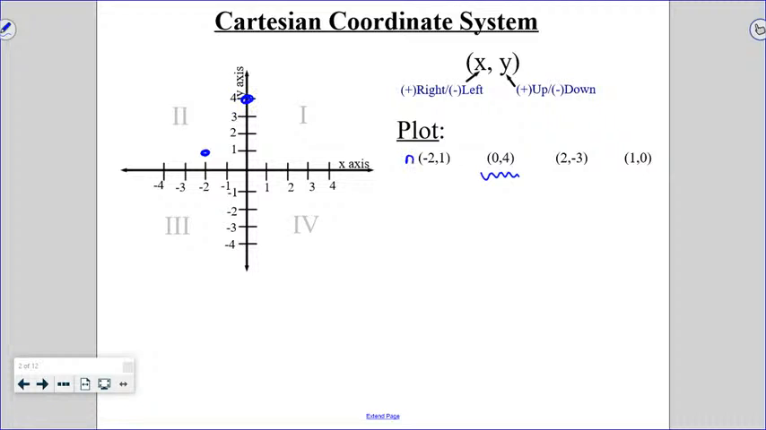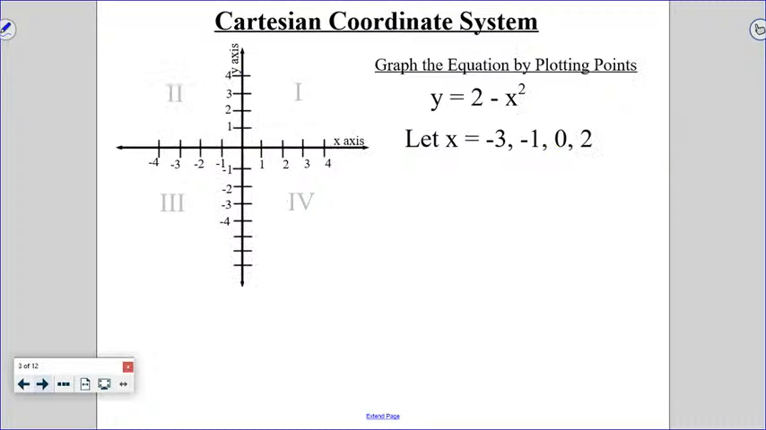I'd be up here. Let's go ahead and label these so you know which one's which. 2, -3. Right 2, down -3. And our last one, to the right 1, up 0, would be here. Any concerns with the graphing of a point? Okay, we're moving on from that.